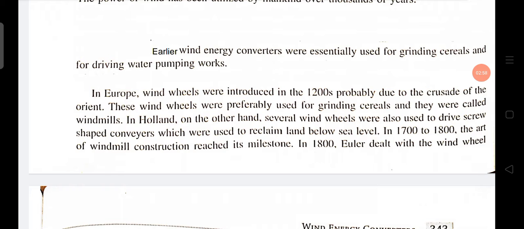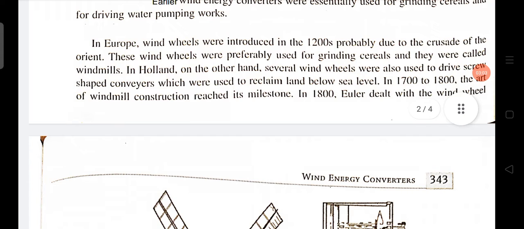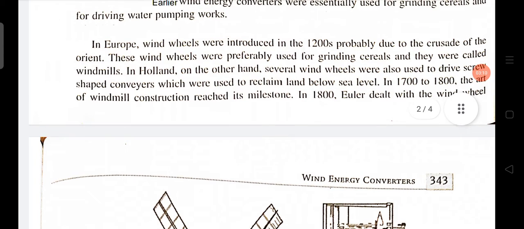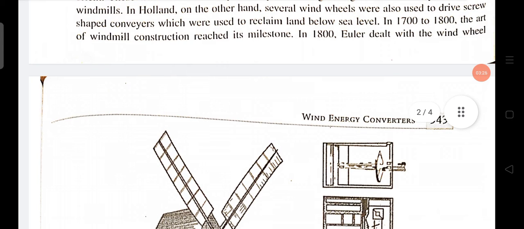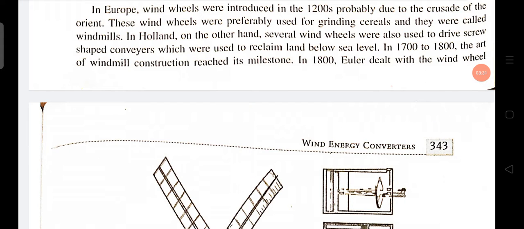Listen, student. This is the theory part. Here there is no concept in this theory part, so you should remember all this data: the year and the country name where the windmill was discovered. You should remember this. There is no concept or fact behind this which I discuss here.